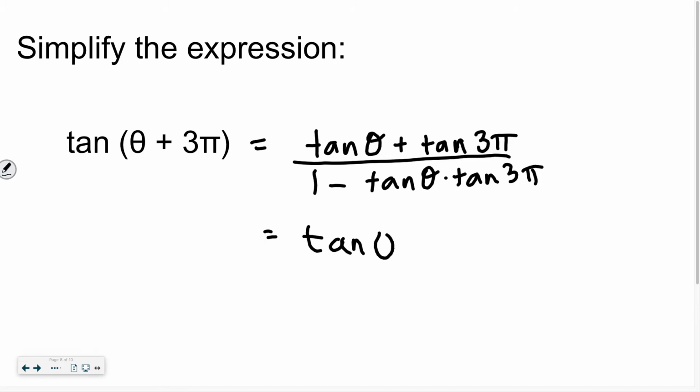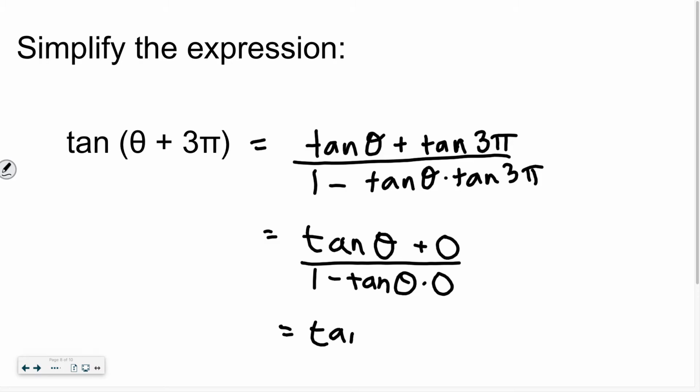So we have the tangent of theta plus 0 all over 1 minus the tangent of theta times 0. Well, down here in the denominator, 1 minus tangent theta times 0 is just 1 minus 0. And in the numerator, we're just going to have tangent theta, so I will say that this just simplifies to tangent theta.